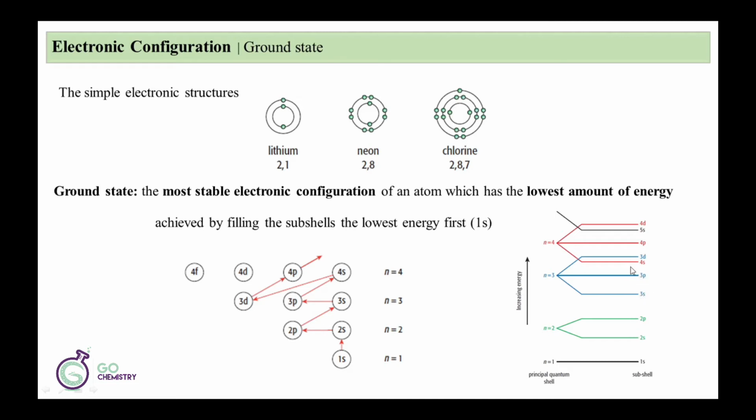Now in this place here, you can see that we have this overlap, which means that the energy of the 4s subshell is lower than that of the 3d. So in this case, we will be filling 4s first, followed by 3d.